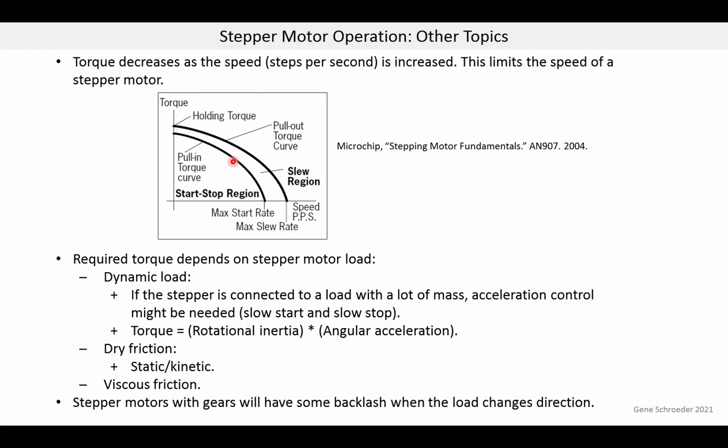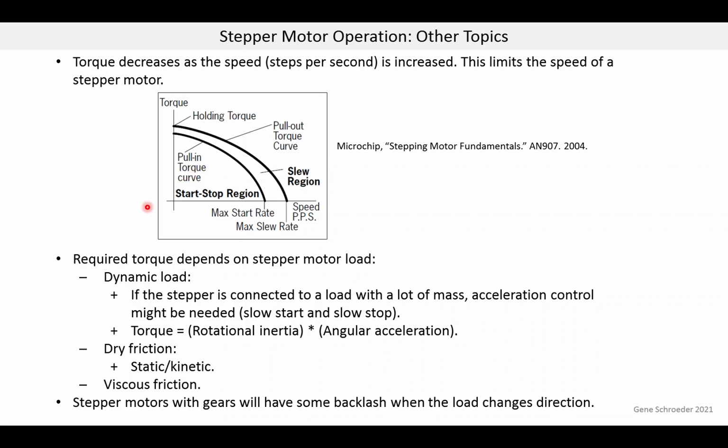Now there are two curves here. This higher curve, which is called the pull-out torque, is how much torque the motor can provide while the motor is rotating. And this curve is called the pull-in torque, and it's how much torque the motor can provide while starting from a dead stop at a particular speed. The holding torque, which is shown here, is how much force is needed to forcibly rotate the motor when the coils are energized but the motor is not moving. Now, they call this region here the start-stop region because at these speeds and torques, the motor can be started and stopped at will. So how much torque do you need?